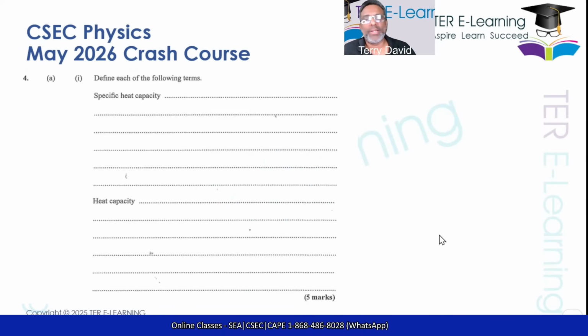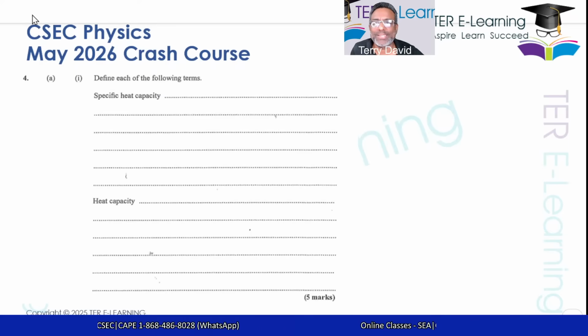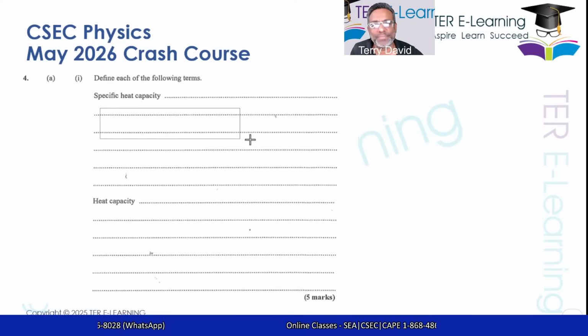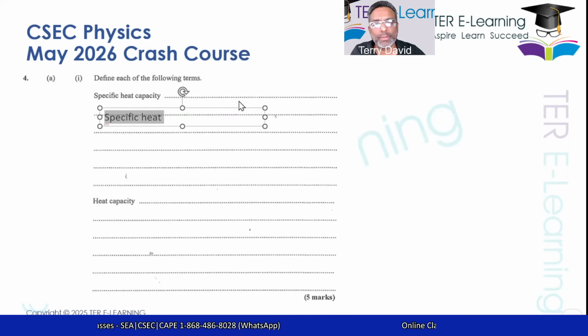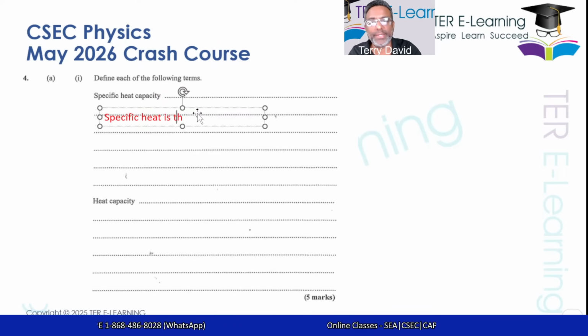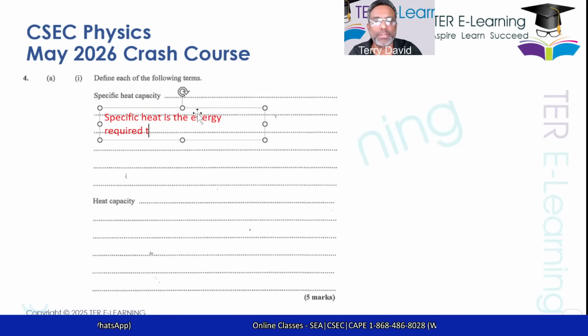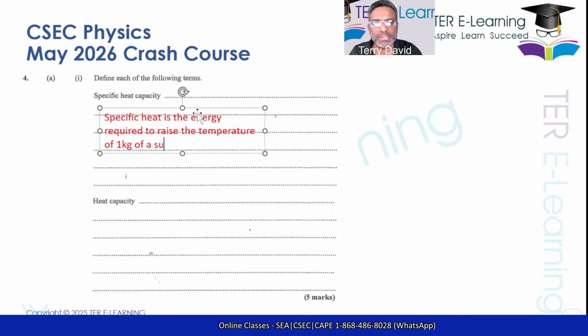Okay, number 4, we want to define each of the following terms. So we met some of them before. So I don't like to write out definitions. I might just type it out here for you. All right, so specific heat capacity. Specific heat capacity is the energy required to raise the temperature of 1 kg of a substance by 1 degree.